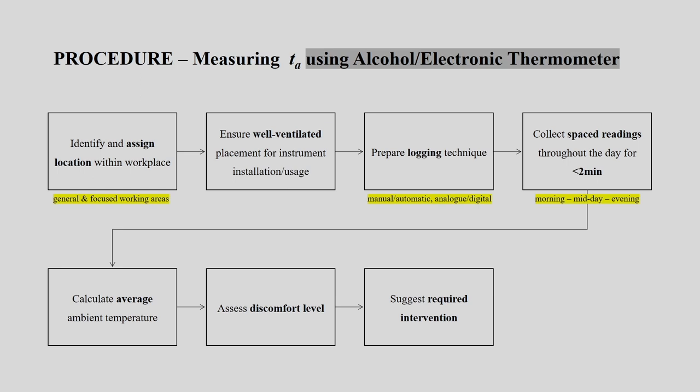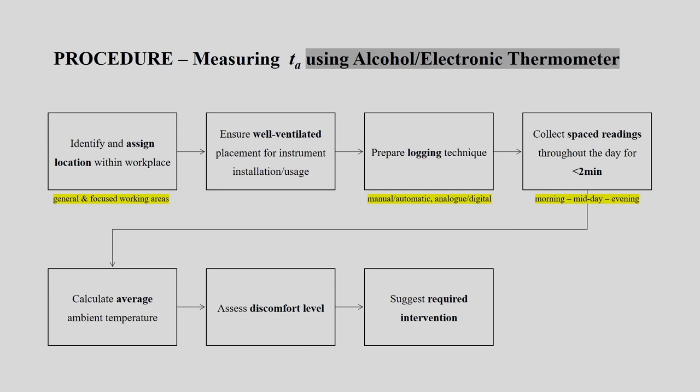It is always advised that you assess or record the reading for the whole shift. Here I have mentioned throughout the day, that means 24 hours, but if it is not required, suppose you want to do it for an 8-hour shift, then you do it for the 8-hour shift. If you want it for a 4-hour shift, you do it for that particular 4-hour shift. Okay. So you do the measurement. Once it is done, then you calculate the average ambient temperature. So you just keep on recording, and then you do the average, then you will understand how it is changing. Then assess the discomfort level, and once you understand if it is heat or cold, whatever it is, you have to suggest the required intervention.